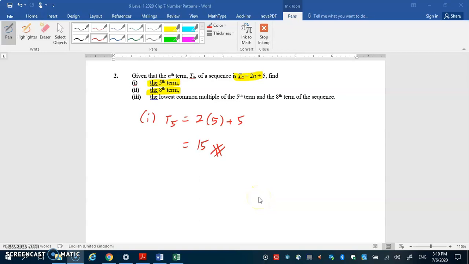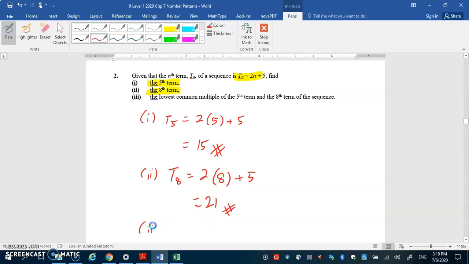Okay, then for part 2, it's just going to be the 8th term. That means you sub in n equals to 8. Okay, so 2 times 8 plus 5 equals to 21. Very good.